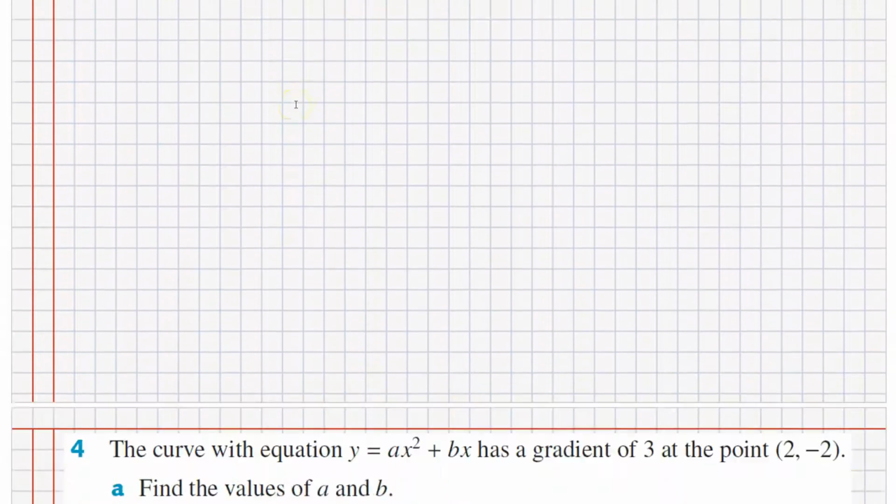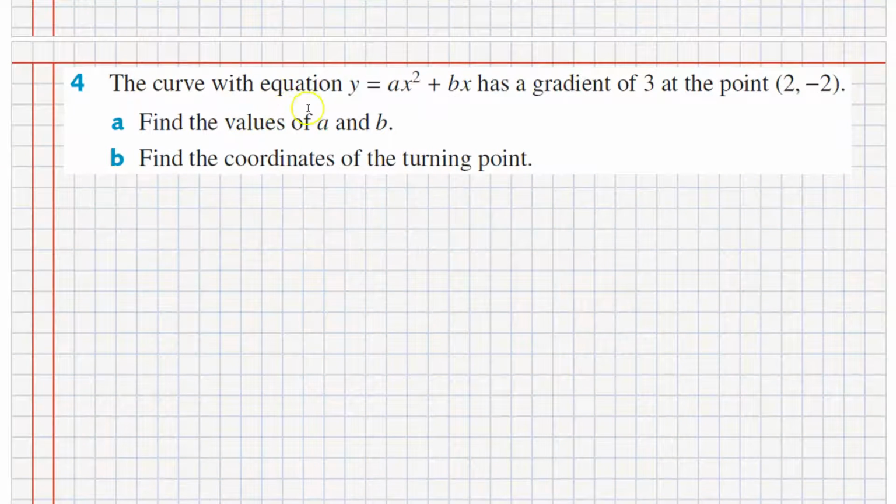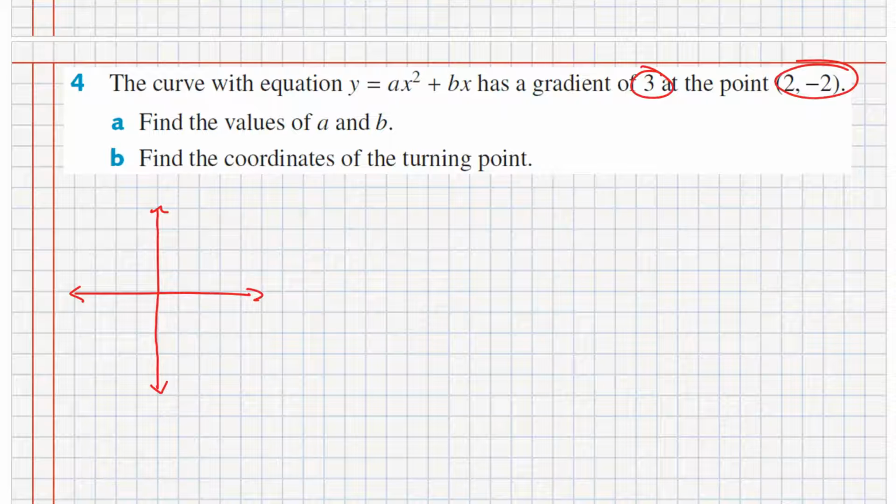Alright, so going down, for question 4, the curve with the equation y equals ax squared plus bx has a gradient of 3 at point (2, minus 2). Find the values of a and b, and then find the coordinates of the turning point. So again, similar question, just phrased in a mildly confusing manner. Think about the graph that we're going to be observing. So instantly we see that there's a gradient of 3 at point (2, minus 2). So if we go across 2 and down to minus 2, we're going to see a gradient of 3.